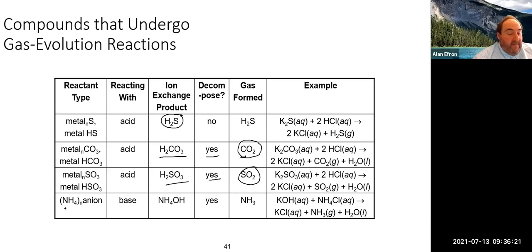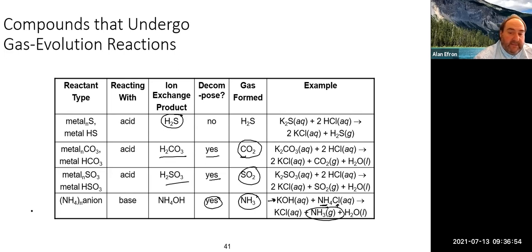And lastly, if you have ammonium and you react it with a base, you will make ammonium hydroxide, and it will go through a decomposition reaction to make ammonia. And I think there's an example here. So here's ammonium chloride reacted with potassium hydroxide, which will generate our NH3 gas. So this is a nice table that explains a lot of those double displacement reactions.